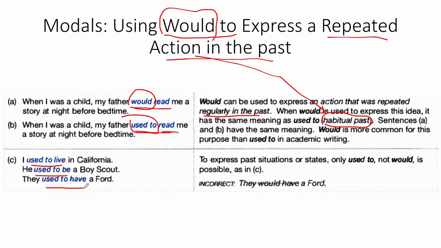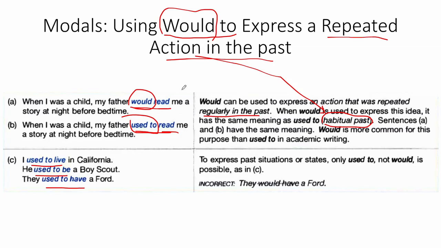Now here we have to be very careful. In the first examples A and B, we are talking about a habitual action in the past. It was an action. And here I have to remind you about what we studied in the previous semester when we talked about present simple and present progressive. We talked about what we call action verbs and stative verbs. Action verbs are verbs that express an action, like for example read, break, walk, speak, run. All of these kinds of verbs were expressing an action.